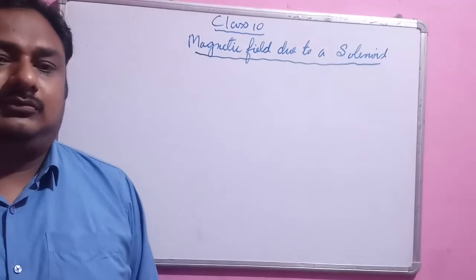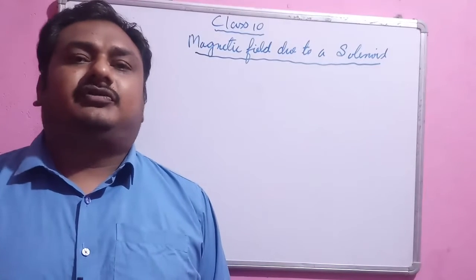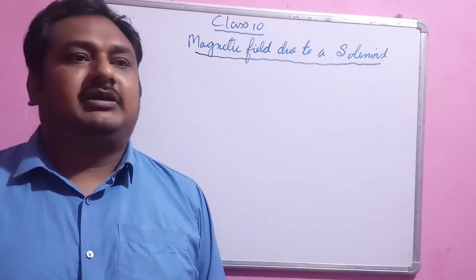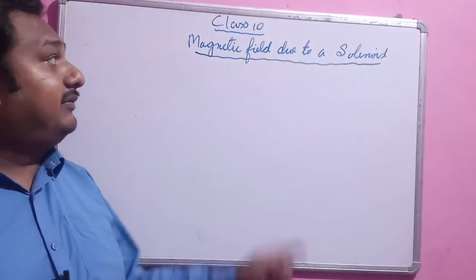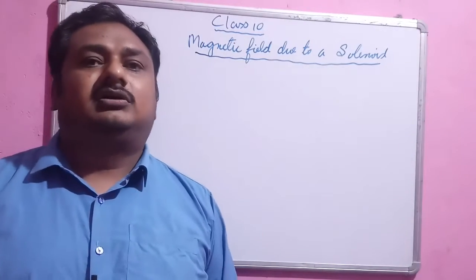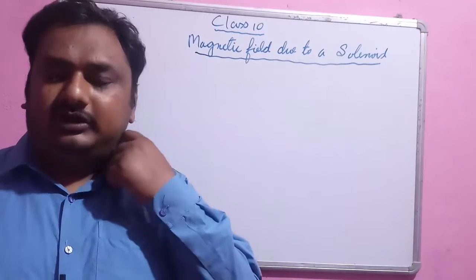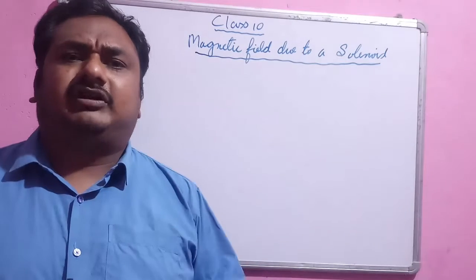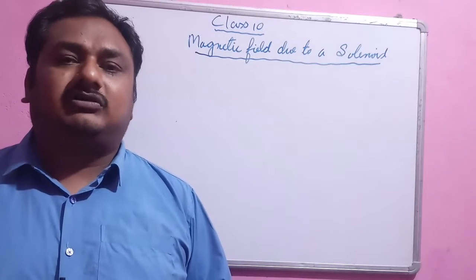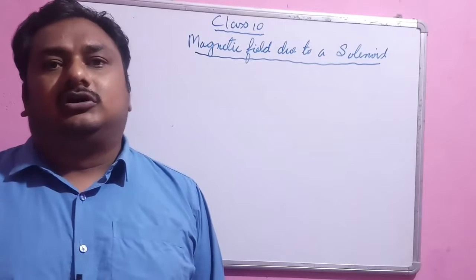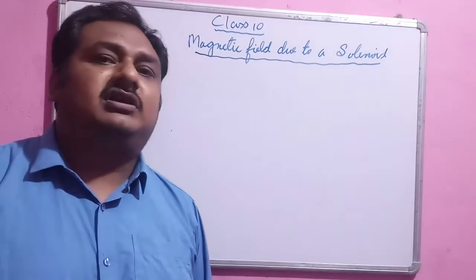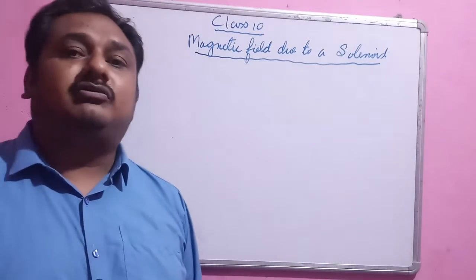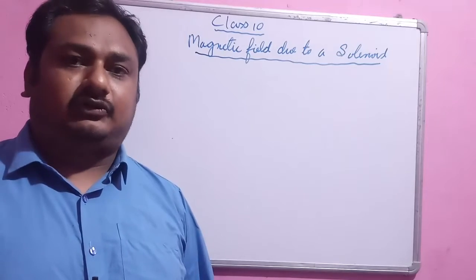Dear student, today we are going to start another topic from the magnetic effect of current, that is magnetic field due to a solenoid. In this topic we will understand what is the pattern, or how the magnetic field of the solenoid looks. The first question that comes to your mind is, what is a solenoid?